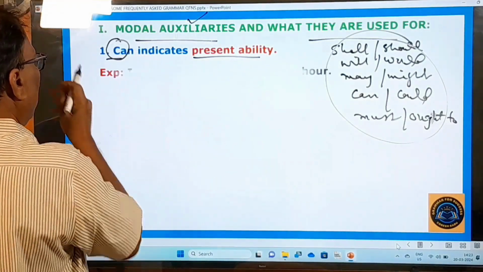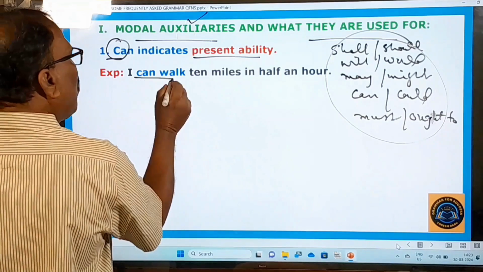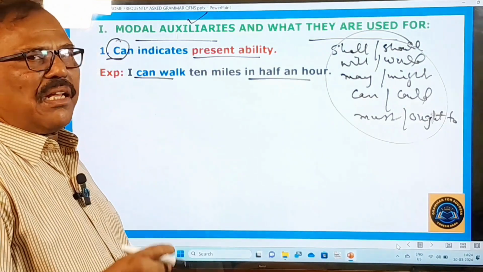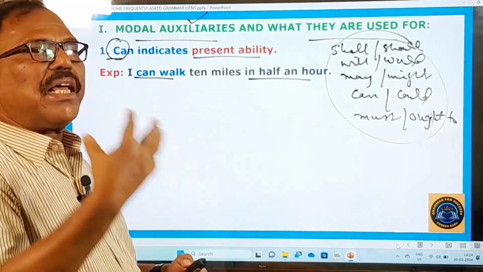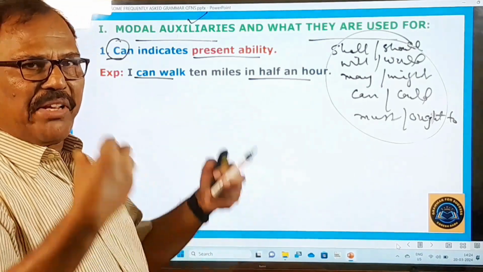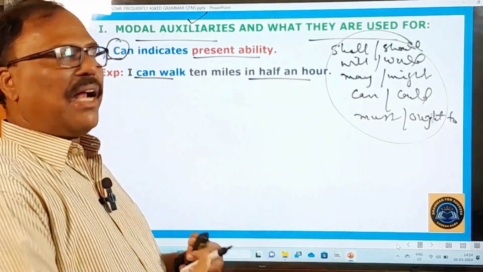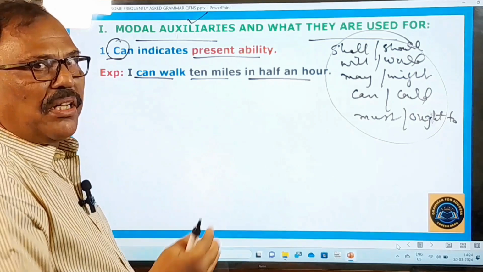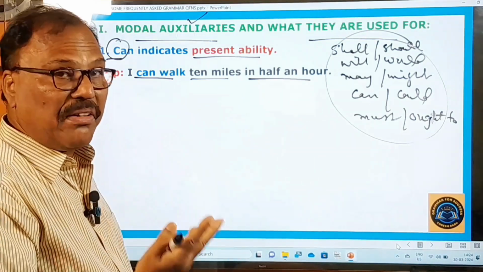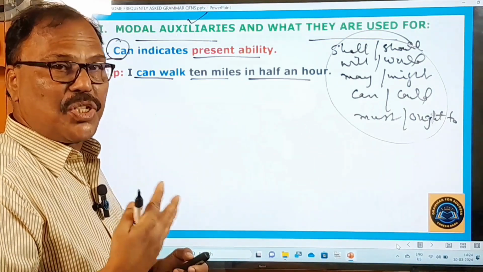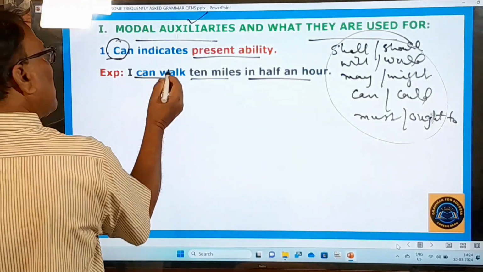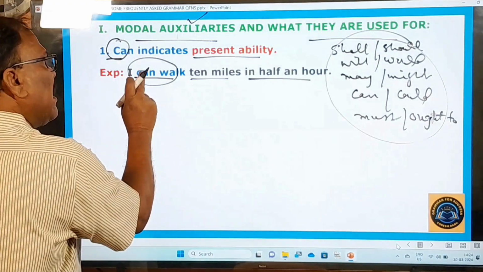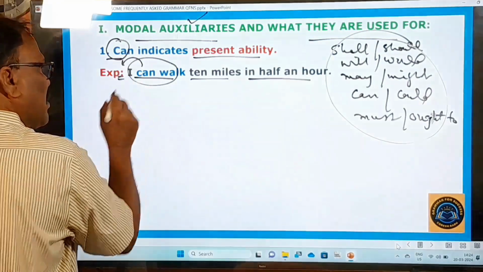Let me give you one or two examples. I can walk 10 miles in half an hour. That is the ability I have now, because I am very young, I am very energetic, and I can walk 10 miles in half an hour. See, walking 10 miles in half an hour is really a great challenge. And here this man says, I can walk. So this can is indicating the present ability of this person.